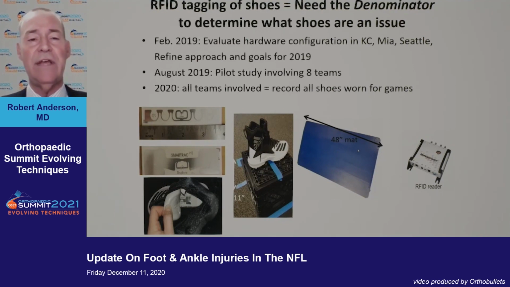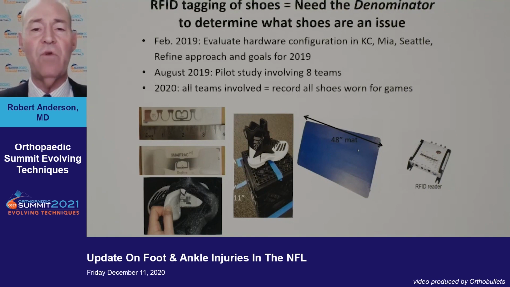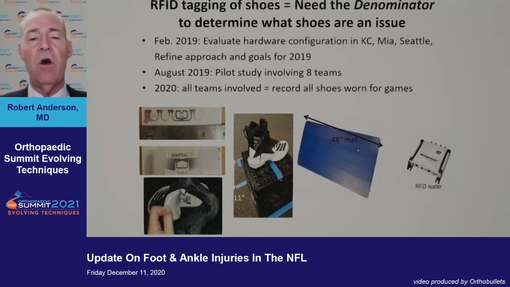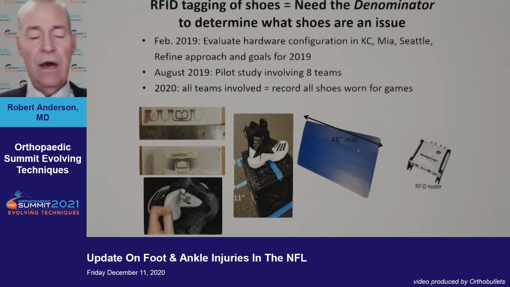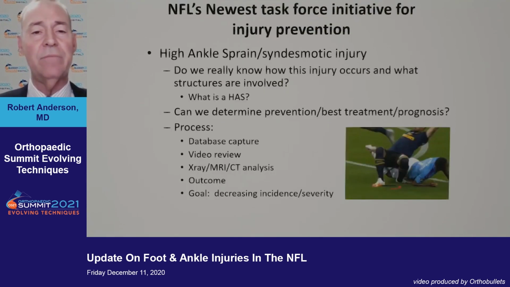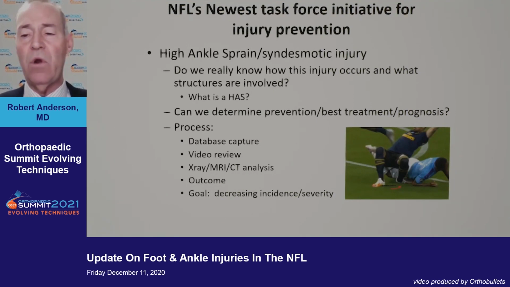One of the newest things we're doing now is putting barcodes in the shoes. This is the RFID tag in the shoes. Basically, we need the denominator. We need to know how many shoes of what type are on the field at any given time to determine which are those at risk. We started with a pilot study, but this past year, all the teams were involved, and we recorded all shoes that were worn on game day in the NFL. So this will now be a scannable thing where they'll just walk through a platform and we'll automatically know what kind of shoe is being worn on the field, as well as what helmet and shoulder pads and everything else.